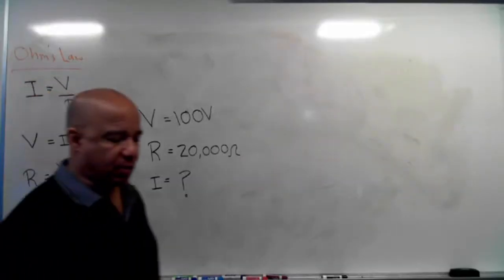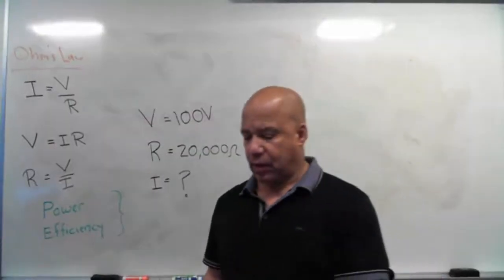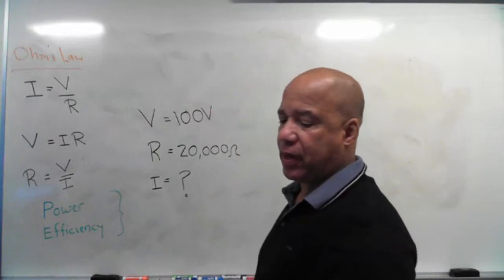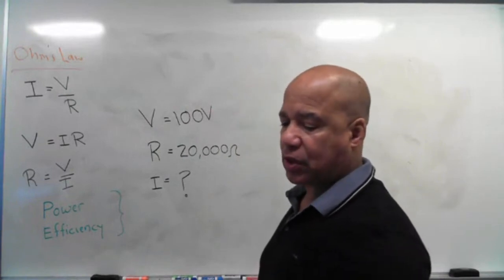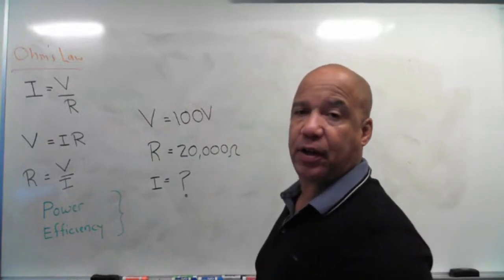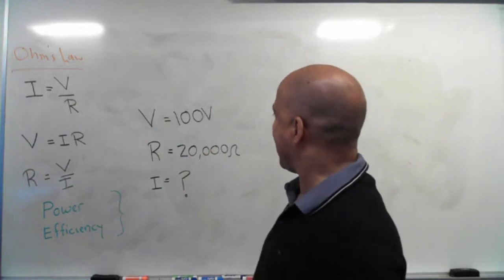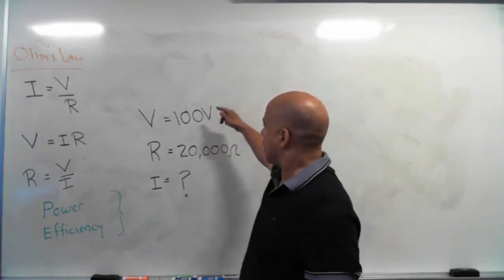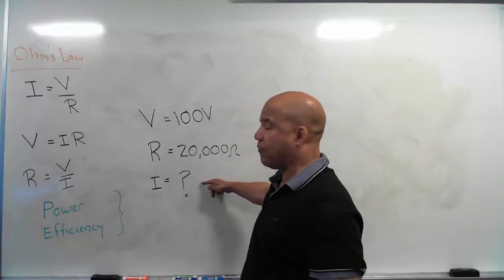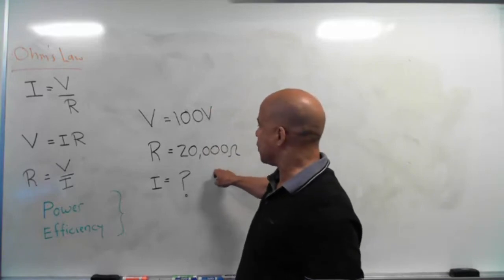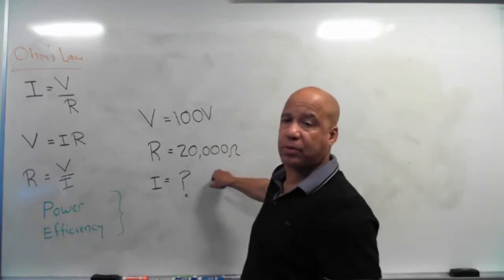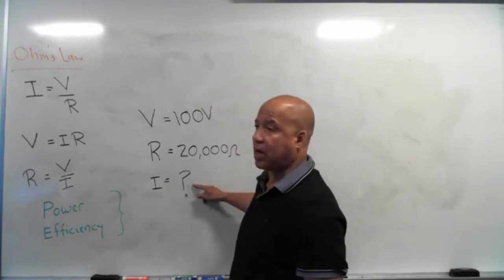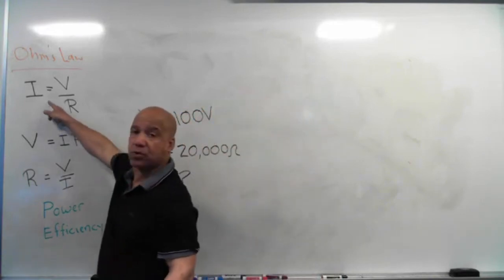All right, problem number 1. It says you have a 100-volt battery that's connected to a 20,000 ohm resistor, and they want you to find the current. So what I did, I made a list of what's given and a list of what I'm looking for, and this list points me to the right equation I'm going to use to solve the problem. I need I equals something, so that's going to be that first one.